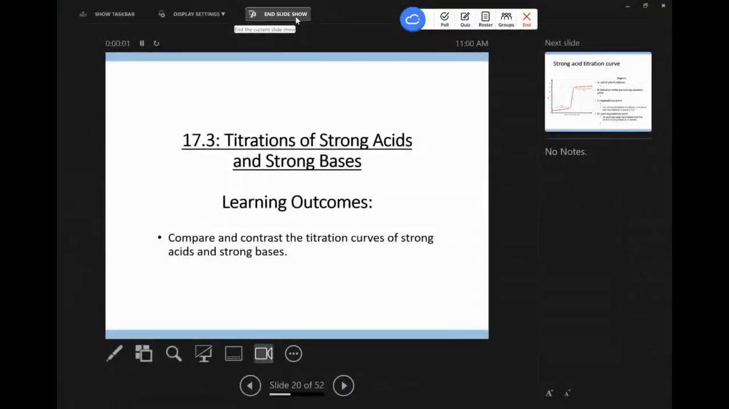All right, we will get started right away today. We're going to continue chapter 17, notes of course. So titrations is our next section. First, titrations with strong acids, strong bases, and then we'll have another section on titrations with weak acids and bases.